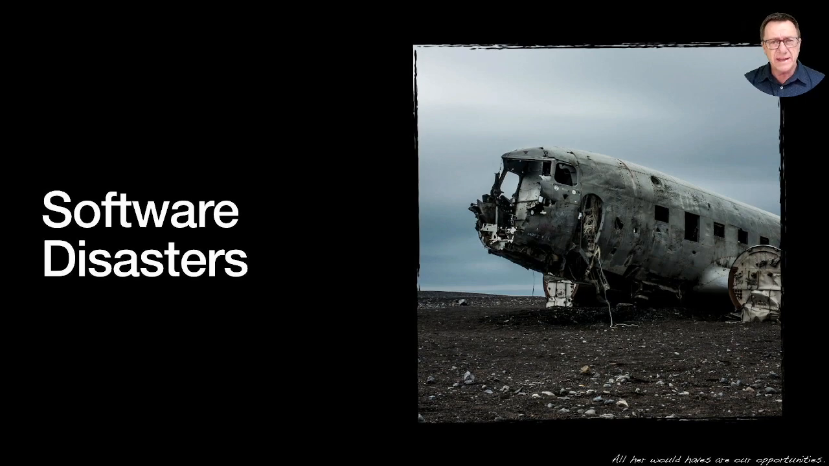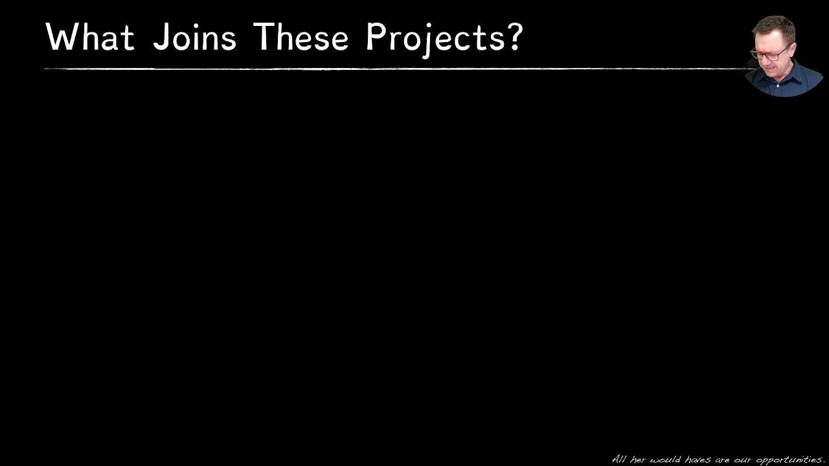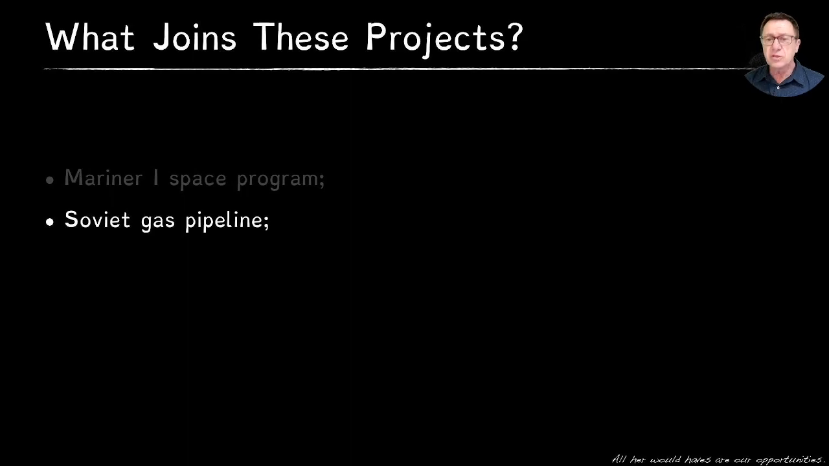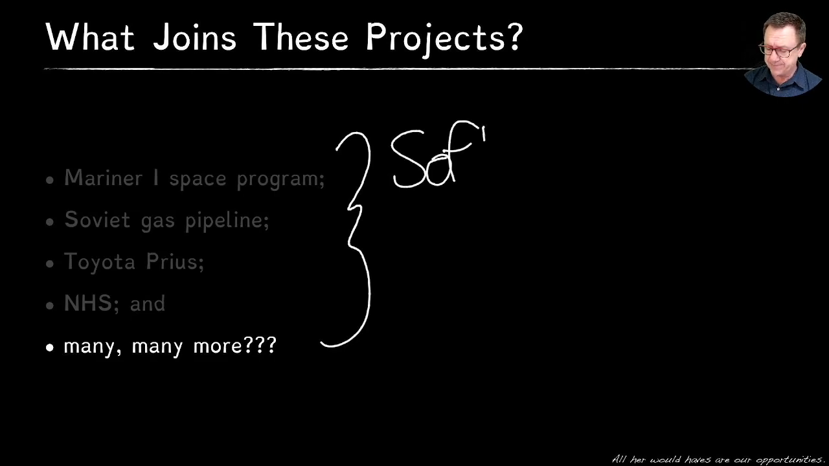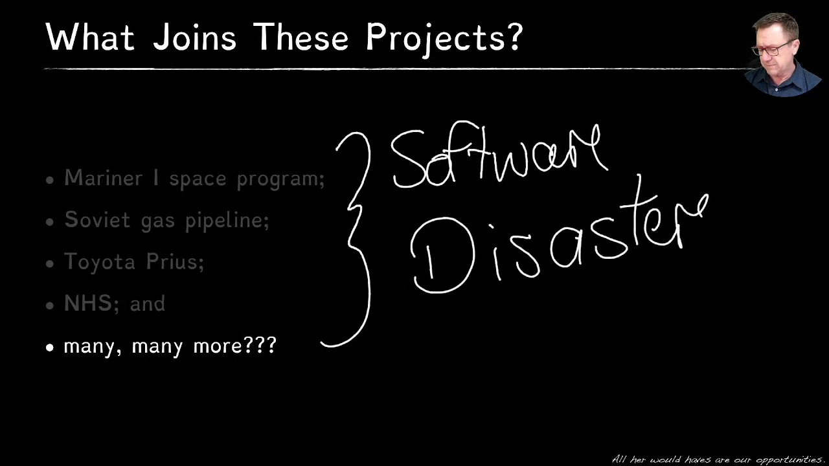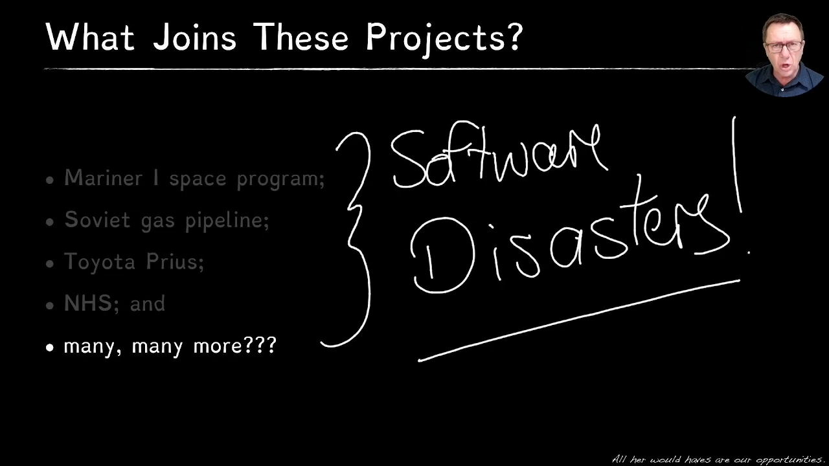Let's dive straight in now to software disasters, and there are countless software disasters. I want to ask you, what joins these projects together? The Mariner 1 space program, the Soviet gas pipeline, the Toyota Prius, the NHS, and of course, a lot more. Now, you're probably going, well, David, you gave us a really good hint. And that's right, I did. It is software disasters. Now these things tie all of those together.